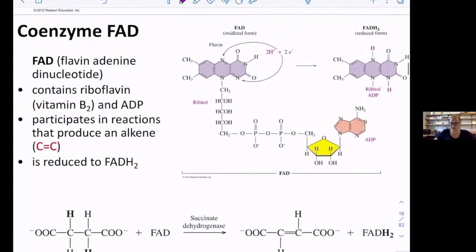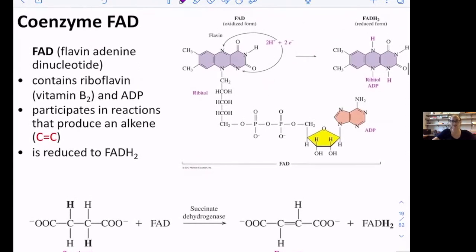Okay, the next coenzyme we're going to look at is FAD. FAD stands for flavin adenine dinucleotide. Looking at the structure, we have flavin up here in purple. It contains riboflavin, which is just this part on the top. And that is vitamin B2. So that's why we need vitamin B2 in our diets.